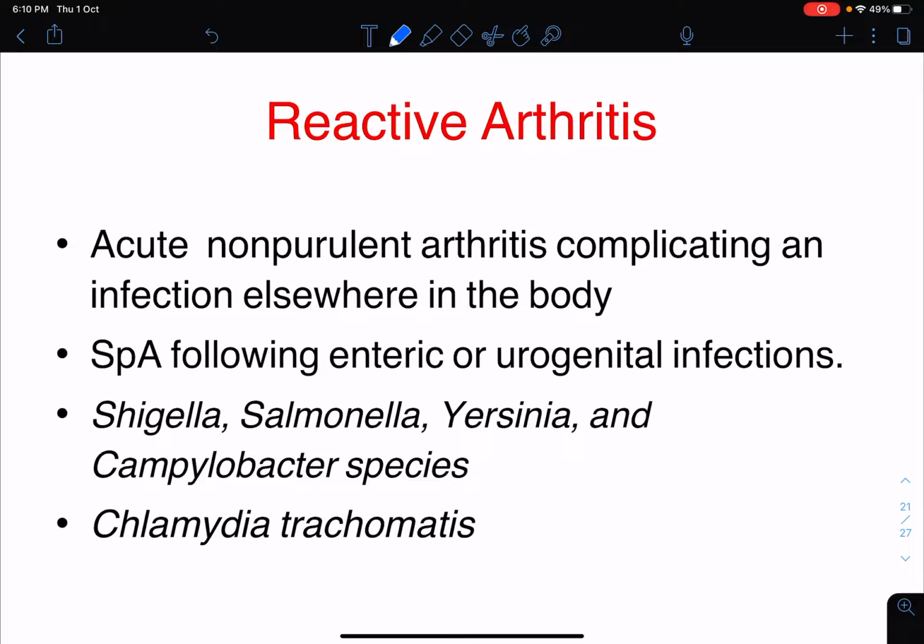In today's class, I am going to talk about reactive arthritis, and at the end of my class, I am going to talk about the possible multiple choice questions which might come in during your PG entrance examination.